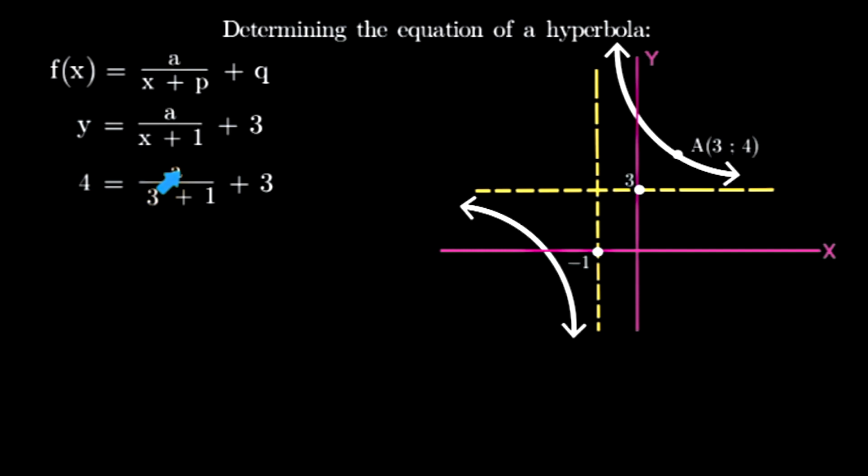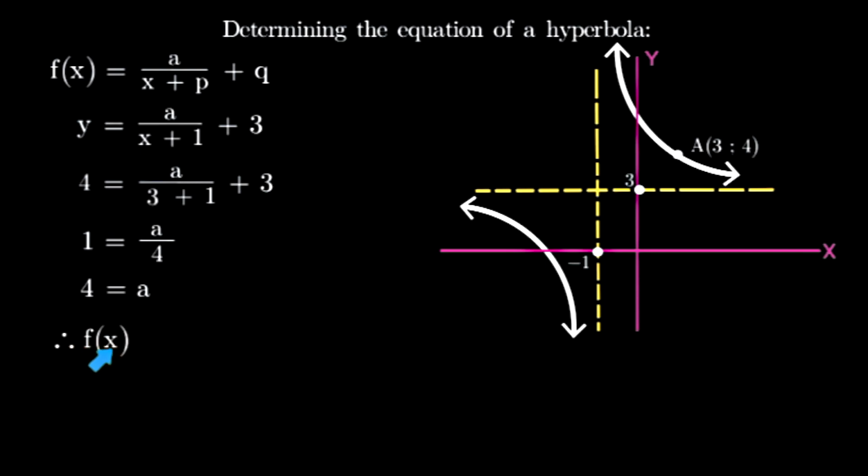And now we simply solve for a. So this positive 3 goes to the other side, it becomes -3. So 4 minus 3 is 1. And then at the bottom here, we've got 3 plus 1, which is 4. So we end up with 1 equals a over 4. And to get the value of a, since we're dividing by 4, we can multiply by 4 on the other side. So 4 is equal to a. So our a value is 4, and now we are done.